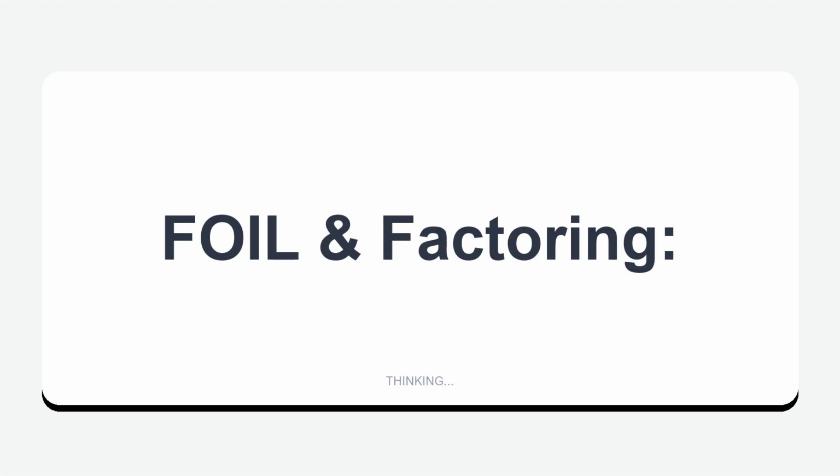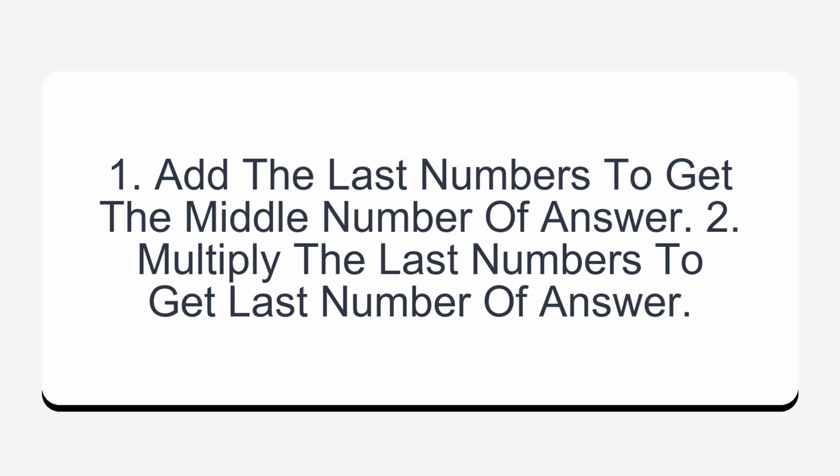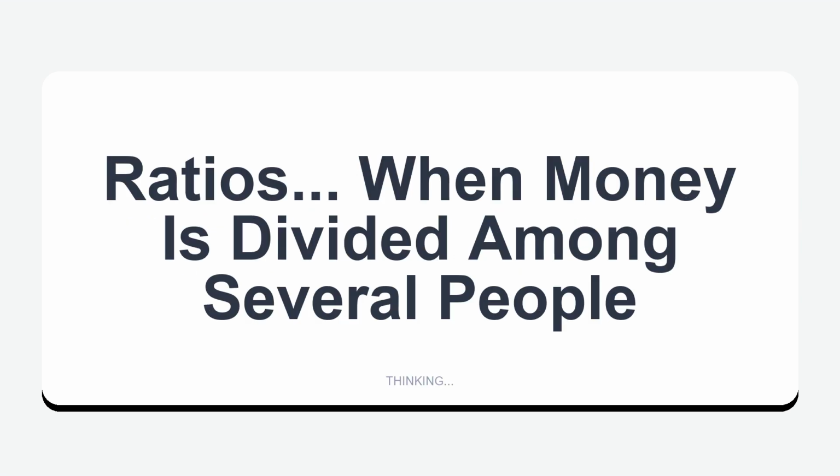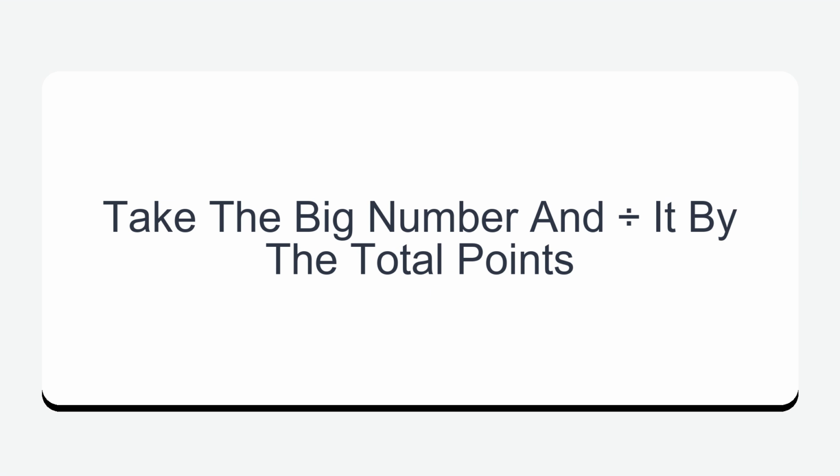FOIL and factoring. 1. Add the last numbers to get the middle number of the answer. 2. Multiply the last numbers to get the last number of the answer. Ratios, when money is divided among several people: take the big number and divide it by the total points.